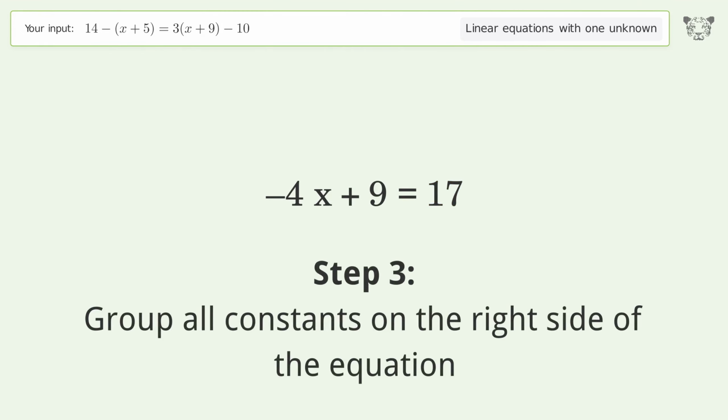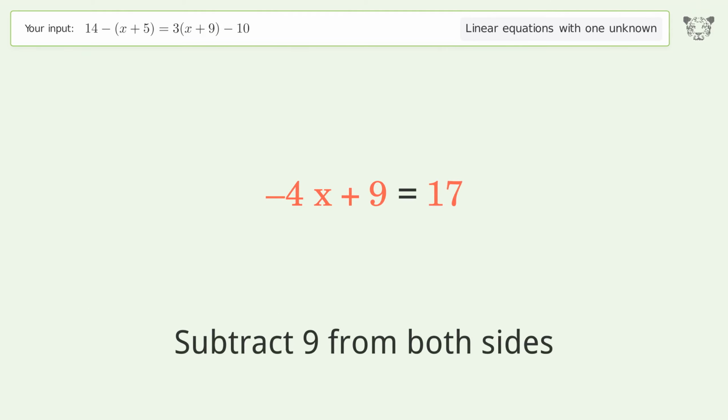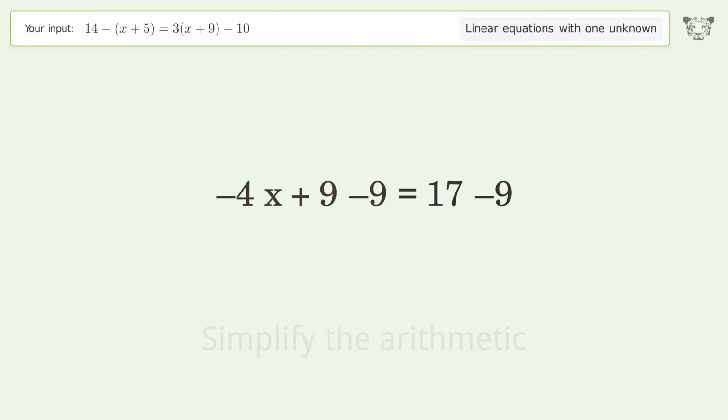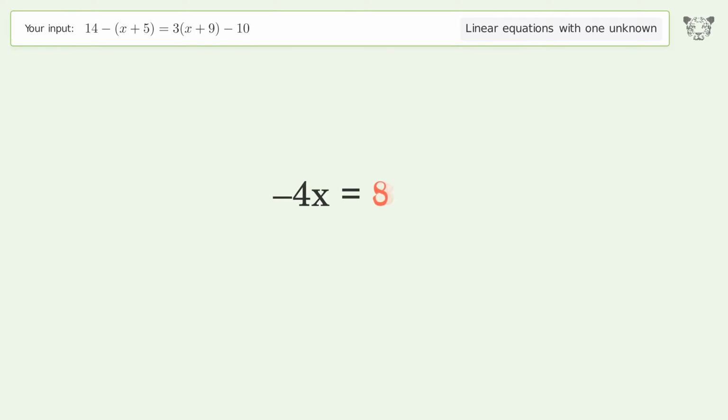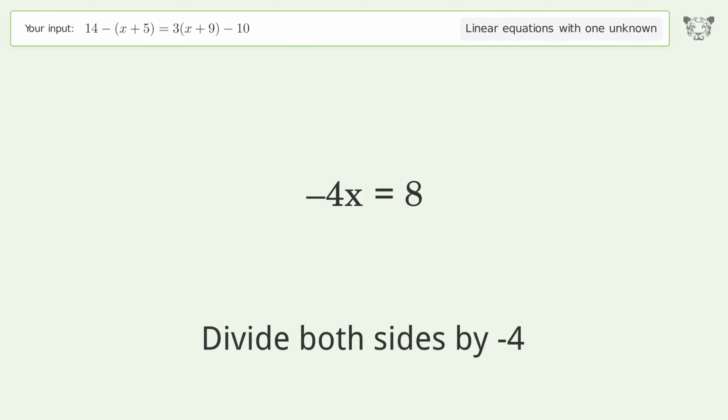Group all constants on the right side of the equation. Subtract 9 from both sides. Simplify the arithmetic. Isolate the x. Divide both sides by -4.